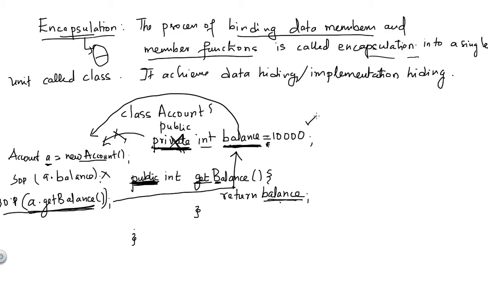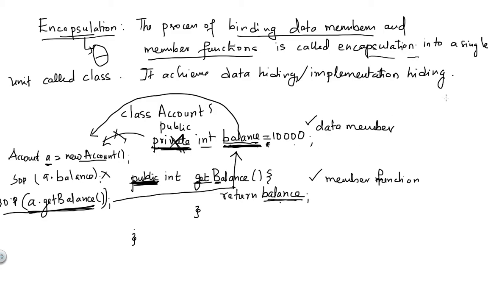Member means a member of the class. It can be a variable, it can be a method or anything. So this is the data member. So binding of the data member along with the member function. This is the member function. You can call it a member function, member method, or whatever you want to call it. Binding of the data member along with the member function means in order to get this data member, I need to go through the function.